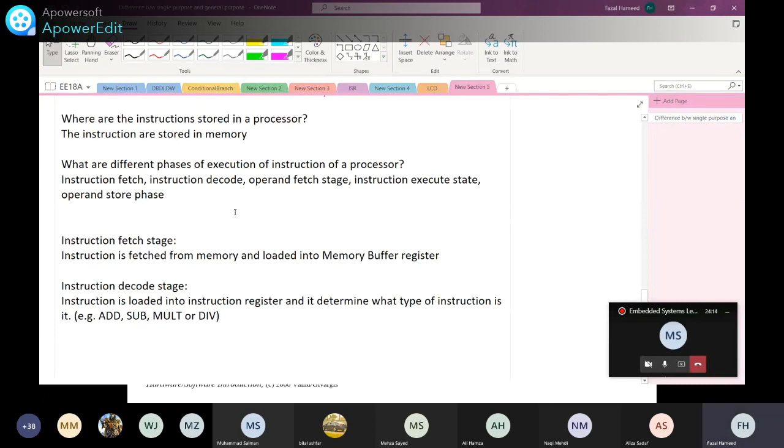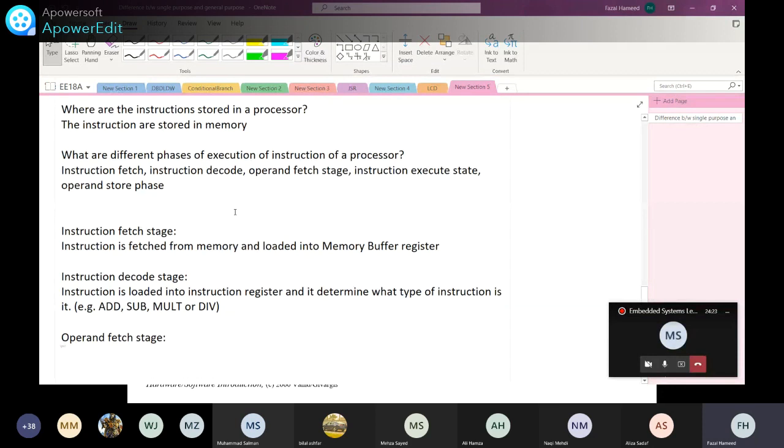Once the instruction type is identified, then we have the operand fetch stage. The instruction may also require some operands. Let's assume the instruction is add R3, R4, R5. We need to fetch two operands, R4 and R5. So we need to fetch the source operand or destination operand?